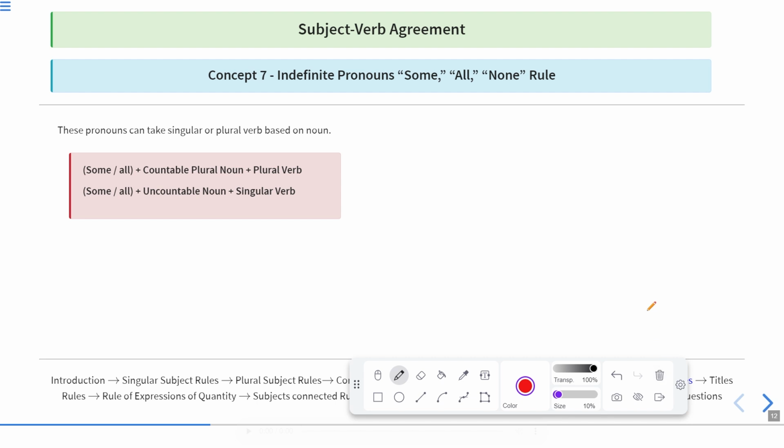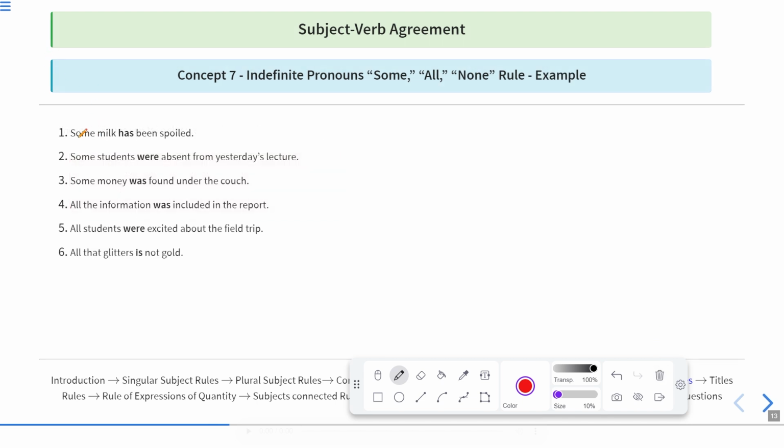Now let us take some examples. Some milk has been spoiled. Now here you can see some milk. Milk is uncountable, that is why we have used has. Some students were absent from yesterday's lecture. Some money was found under the couch. Money is uncountable and we have used was.